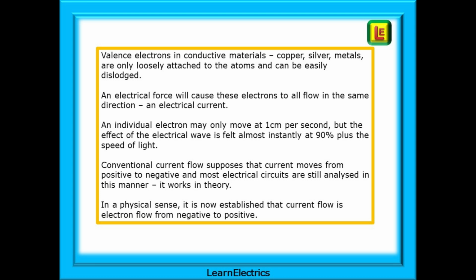Conventional current flow, the way that most of us think, supposes that current moves from positive to negative, and most electrical circuits are still analysed in this manner. It works in theory. In a physical sense, it is now established that current flow is electron flow from negative to positive. It is electrons that move about.